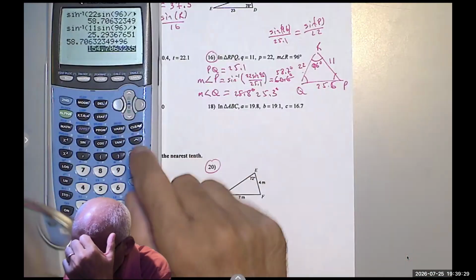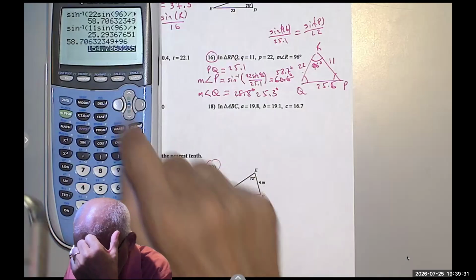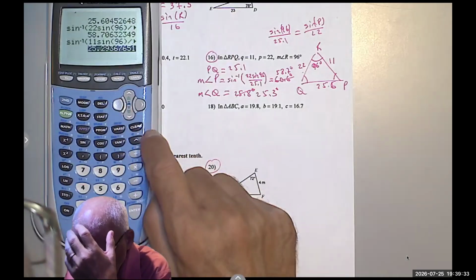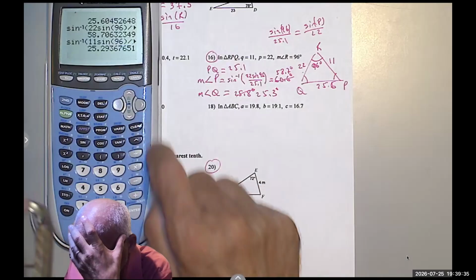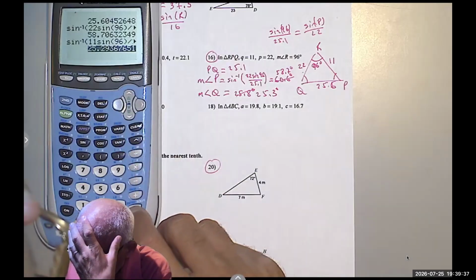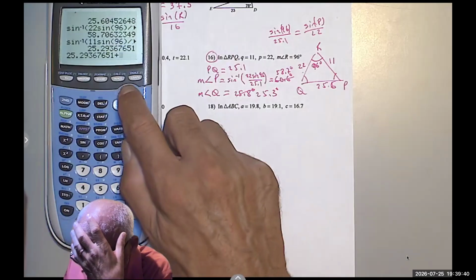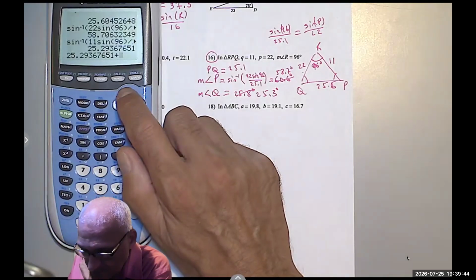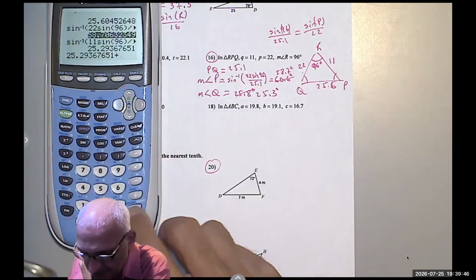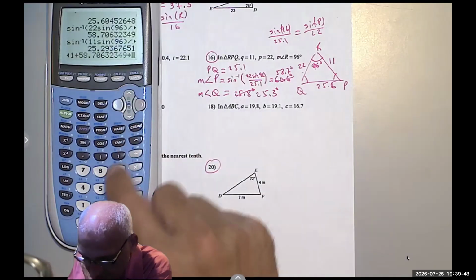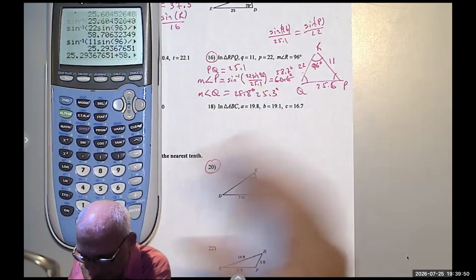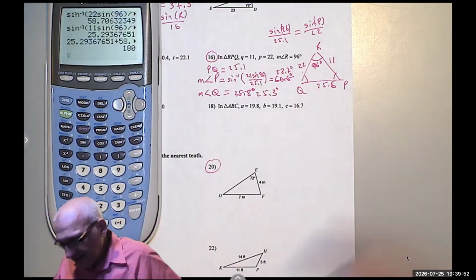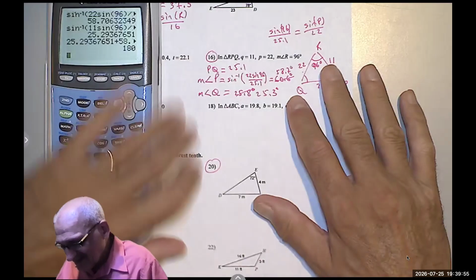Did I subtract correctly? I said this angle... Oh my God. What happened? Plus 96. Why did it give me a horrible result? Yeah, 180. Again, I pressed the wrong button.